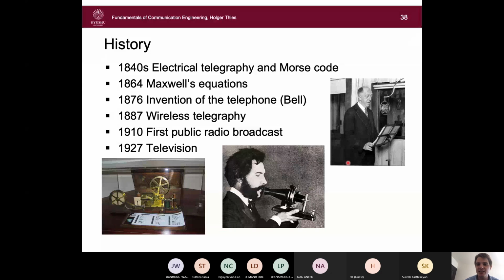Well, of course, the history of communication can already be said to start in prehistoric times, because there was already communication using smoke signals, drums, etc. Well, communication in this lecture, as I told you, is modern telecommunication, which means electric communication, and begins with the telegraph. So in the 1840s, there was the invention of the electrical telegraphy, and Morse code was maybe what we could call the start of modern telecommunication.